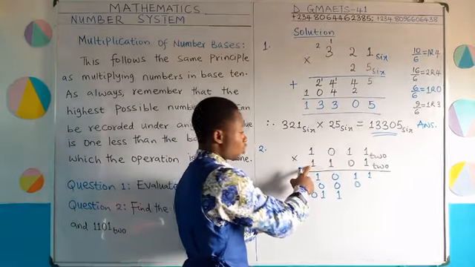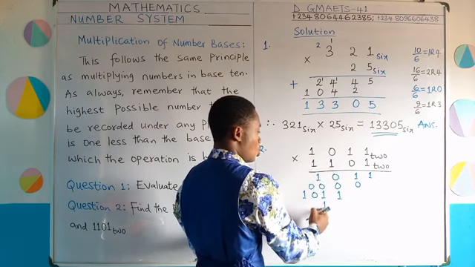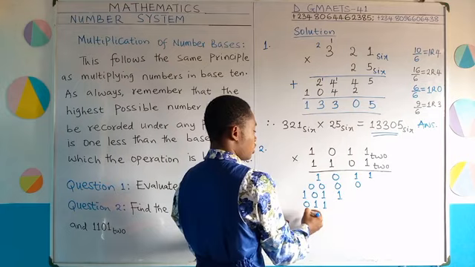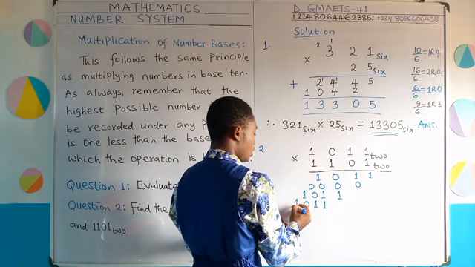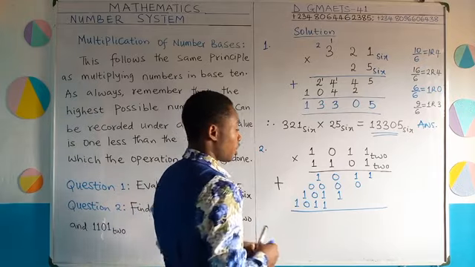The next multiplication is using this one. 1 times 1 will give us, comes down here. 1 times 1, 1. 1 times this one here gives us 1. 1 times 0 gives us 0. 1 times 1 will give us 1. So we are done with our multiplication. We can now add this up, and then let's see what we're going to get.